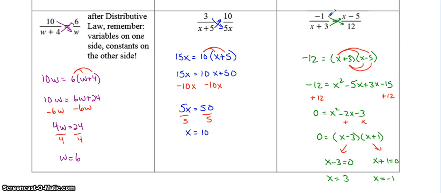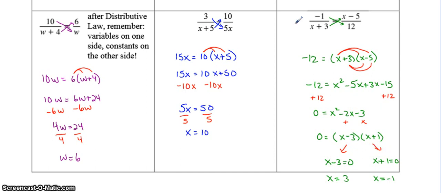For the last example, on the left side, negative 12. On the right side, you have the two binomials multiplied together. So you're going to FOIL those. Remember, before you can do anything, you have to be in standard form. So you're going to add 12 to both sides and collect like terms. This is a simple trinomial. So to solve for x, find two numbers that multiply to negative 3, add to negative 2. Those numbers are negative 3 and positive 1. Then to solve, set each factor equal to 0 and figure out your two values of x.